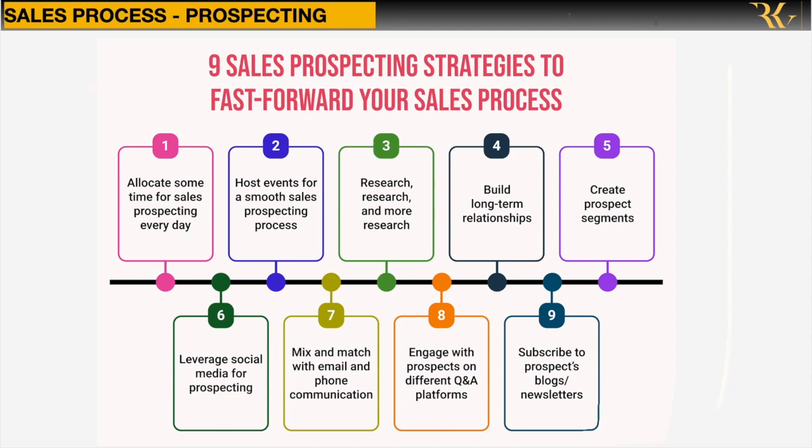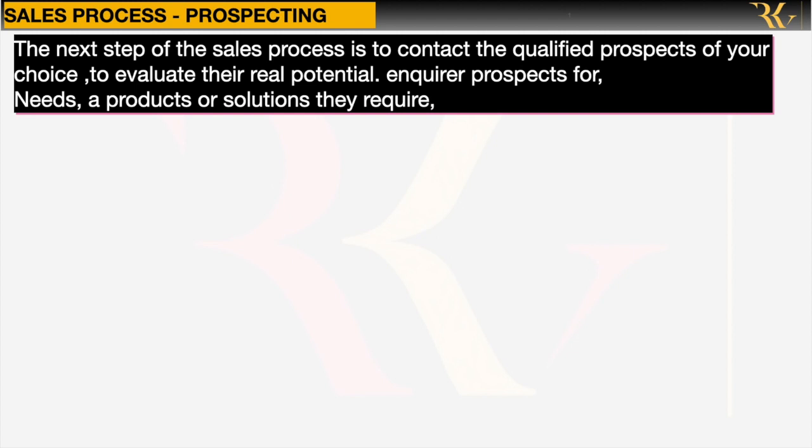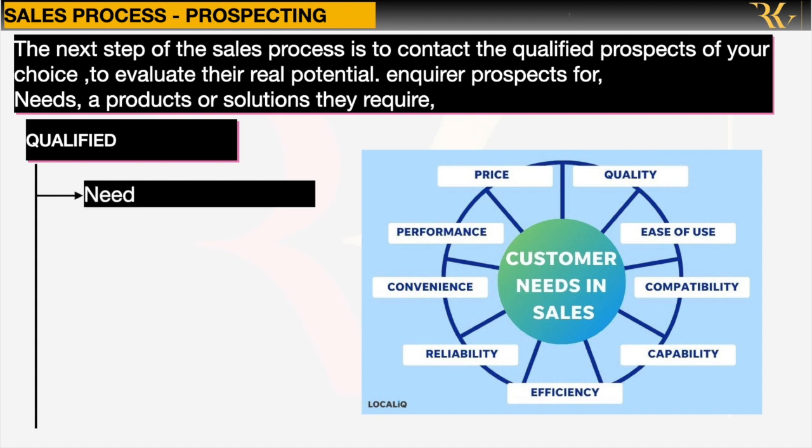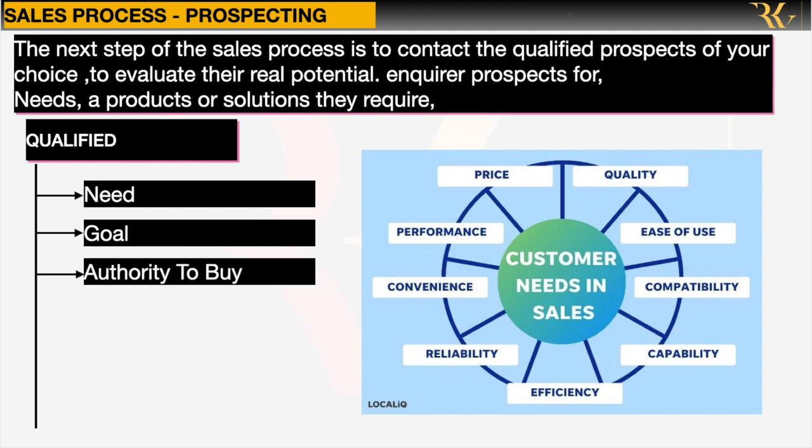Making contact and qualifying. The next step of the sales process is to contact the qualified prospects of your choice, to evaluate their real potential. Inquire about the needs, products or solutions they require. Goals: like reducing cost, increasing productivity, reducing cycle time, or wanting a new product. Authority to buy: who will raise the demand? Who will approve this? And who is the final buying authority? Ability to buy: how much quantity they require, when they require it, and in how many batches, etc. Now understand if the lead is a good fit for your business.